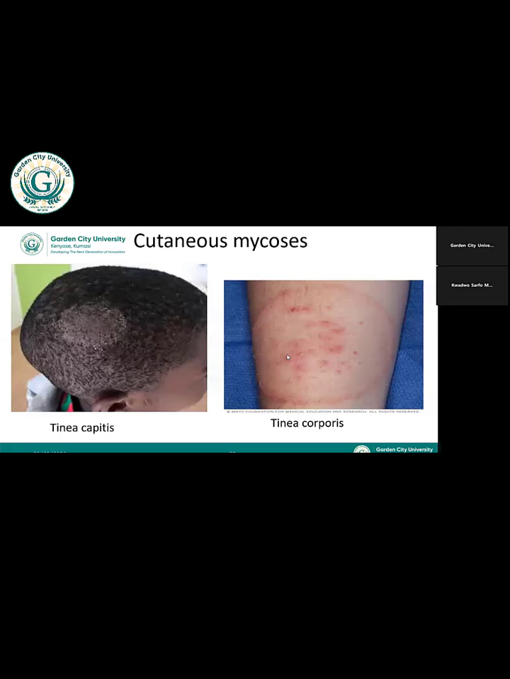Somebody asks, where can we place scabies? We are talking of fungal infection. So it has to do with the infectious agent.